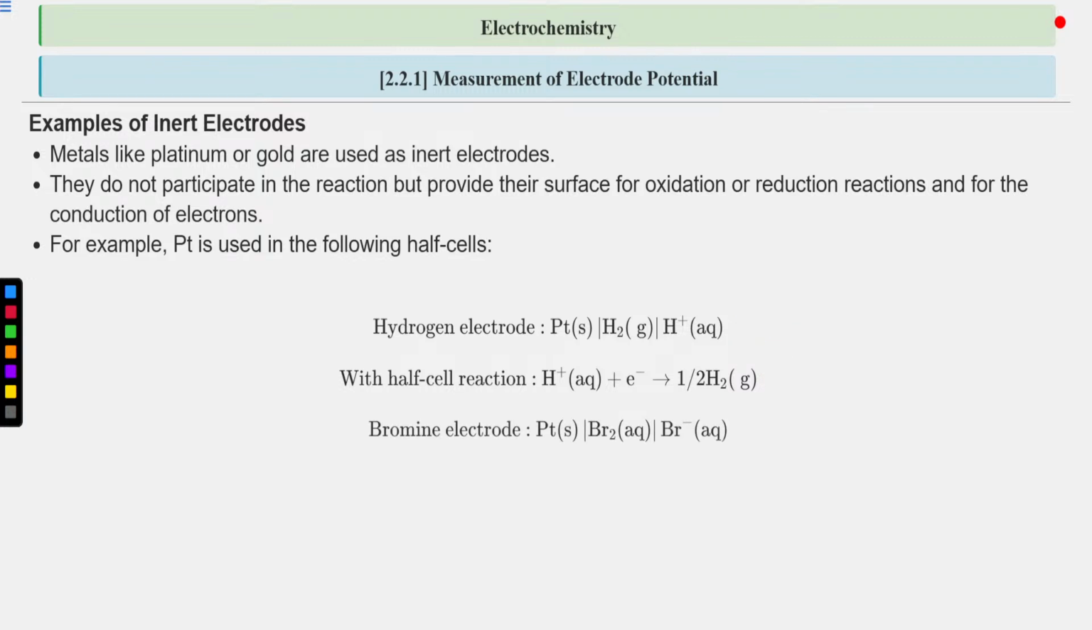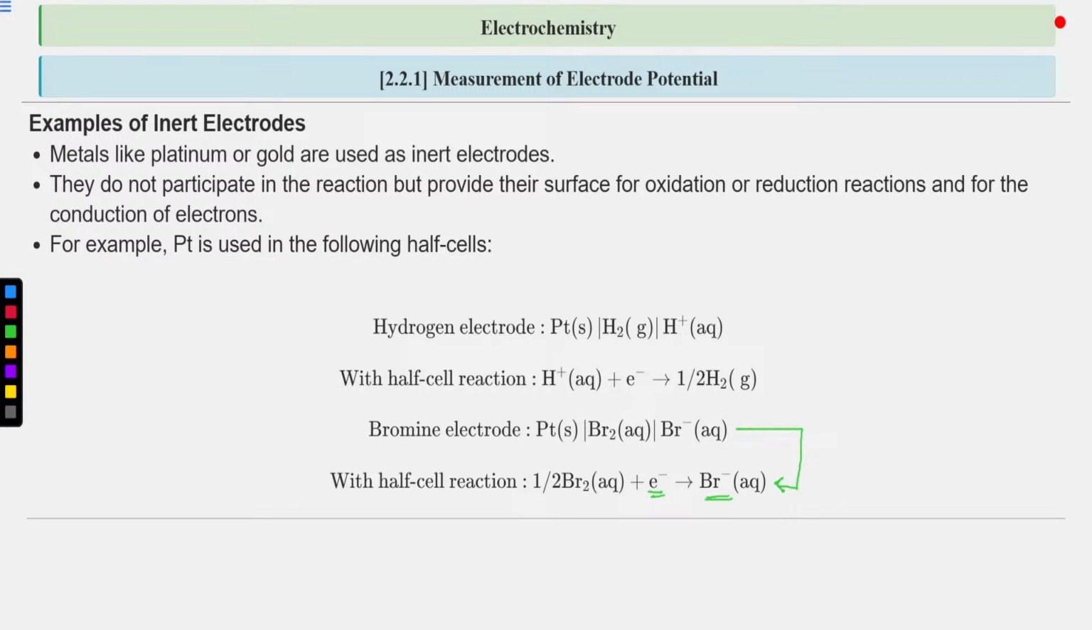The bromine electrode where we use the platinum, like platinum Br2 in the aqueous form and Br negative in the aqueous form. This is a bromine electrode where we are using the platinum surface or the platinum rod. This electrode is associated with this half cell reaction, which is half of Br2 gaining an electron and becoming negative Br negative ion. Okay, so these are the examples in which the platinum is used in the half cells.